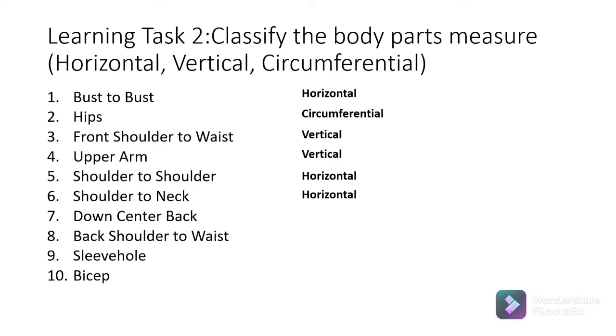And then down center back is vertical. Number 8, back shoulder to waist, that is vertical. Number 9, sleeve hole, that is circumferential. And bicep, circumferential. Did you get it all correct this time?